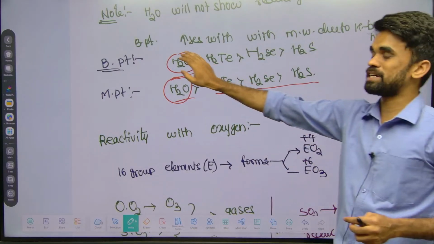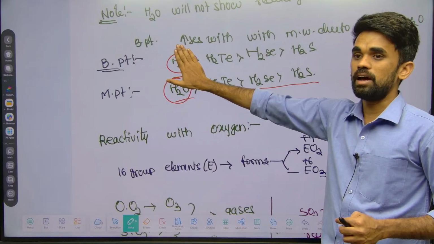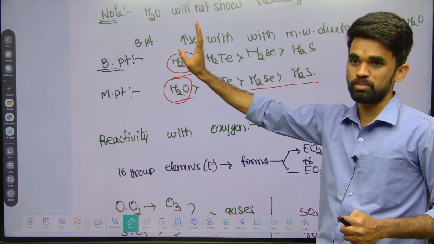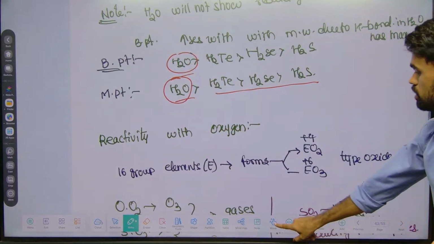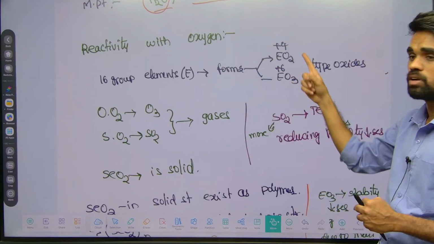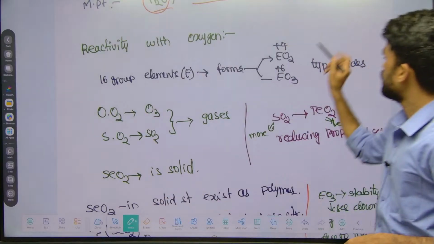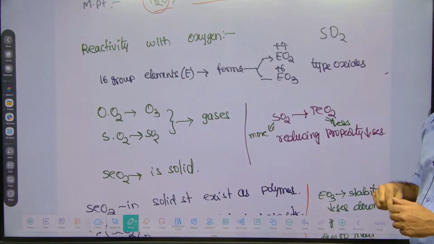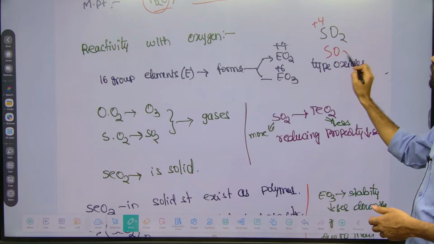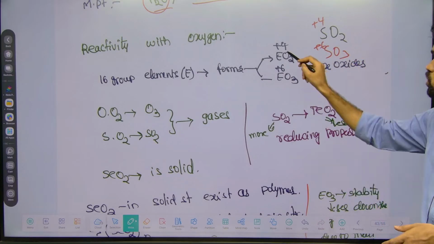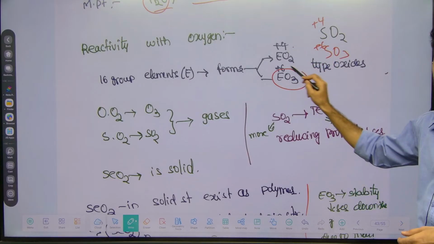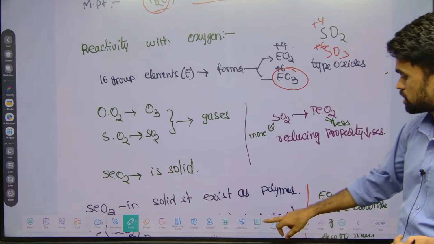First you write with respect to molecular weights, then insert a water molecule at the top because of its hydrogen bonding. Oxides: we have two types of oxides with +4 and +2, like SO2. What is the oxidation state? +4 for the sulfur. SO3, +6. So two oxides are there. Which is more acidic? SO3 type is more acidic because of the higher oxidation state. Next.